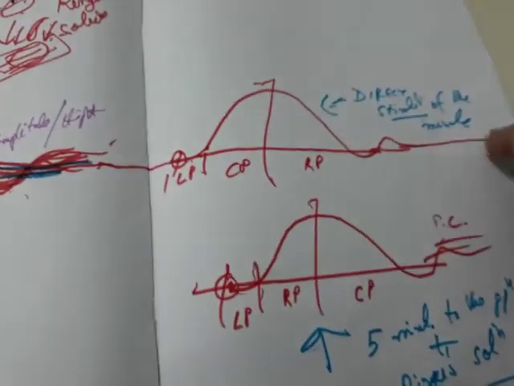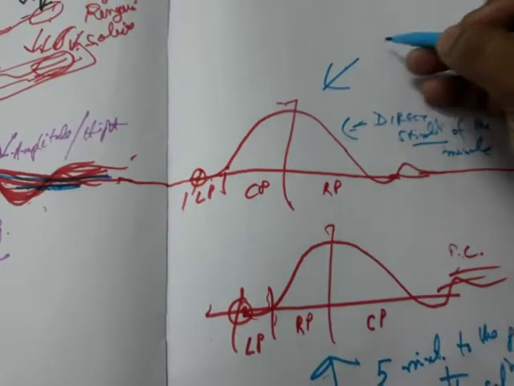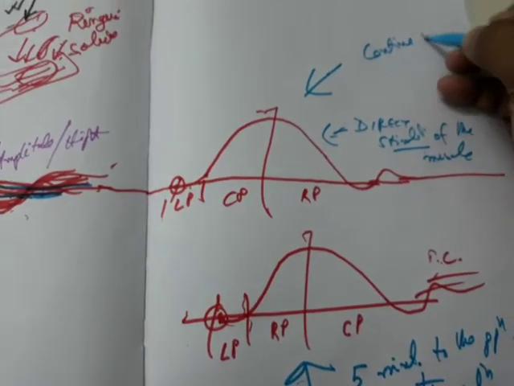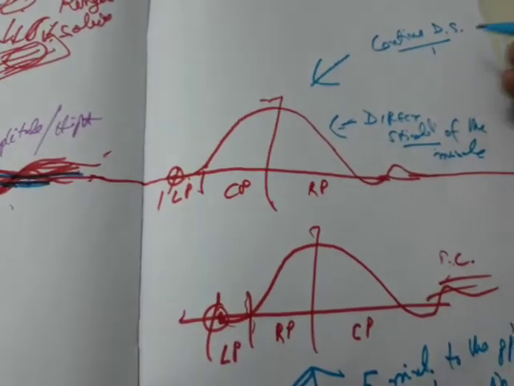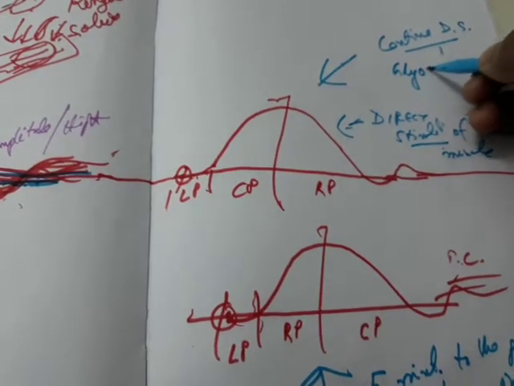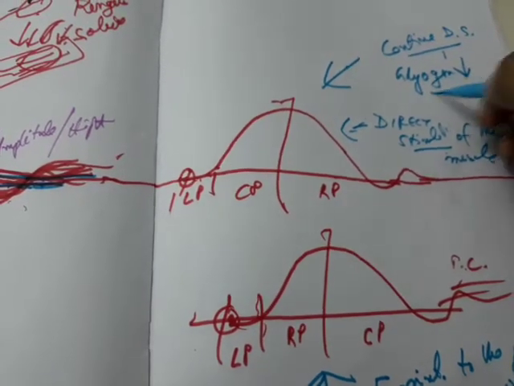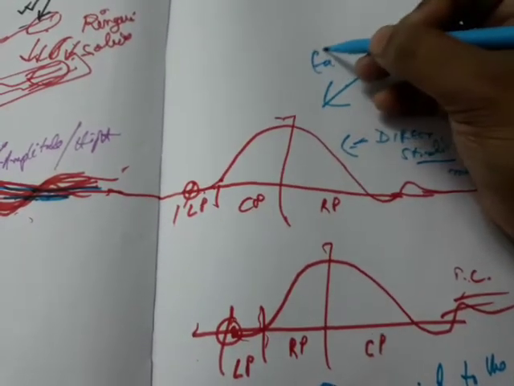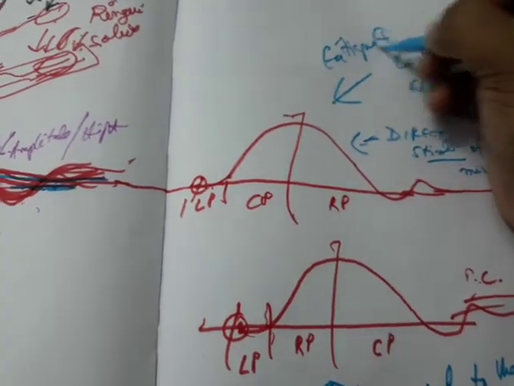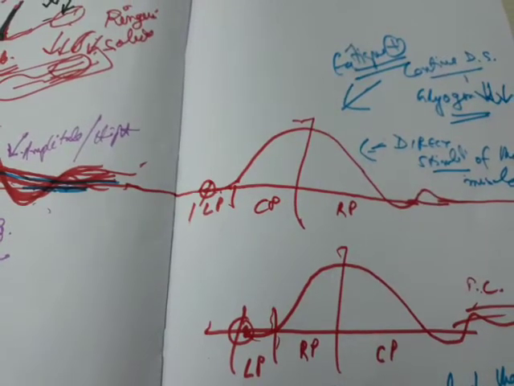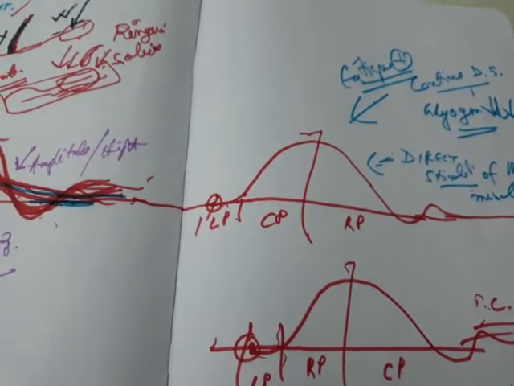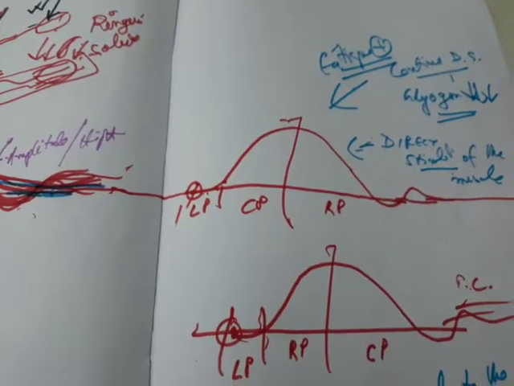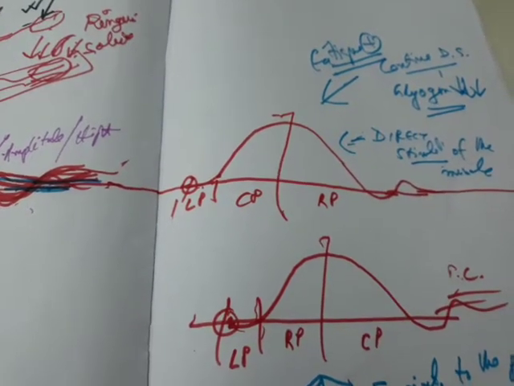One thing I would like to tell you: suppose we continue the direct stimulation on the nerve, then what happens? The glycogen stores get decreased, and then the fatigue in the muscle will be like a permanent one. That is, it will not be a reversible one.